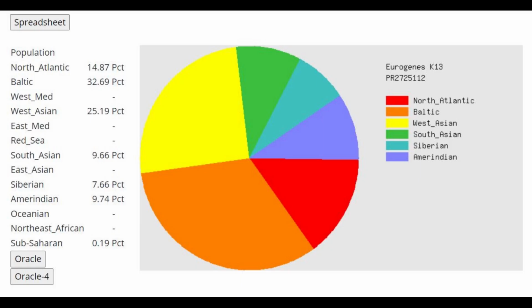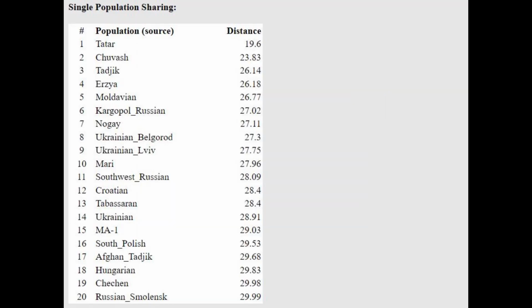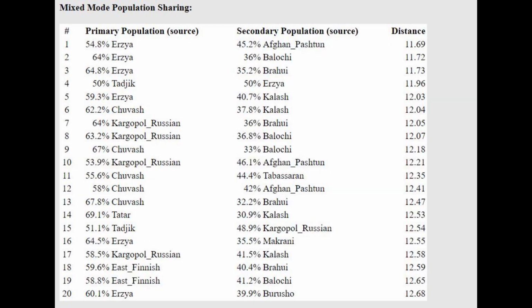So here's what he scores with Eurogenes K13, and when I saw this I was a little bit surprised because I made the phenotype prediction, basically I made the second slide, before I uploaded the sample on GEDmatch, and I was expecting him to be East Asian. I was very surprised when I saw that he only has 7% Siberian and only 9% Amerindian admixture. In the oracle for this calculator, he's closest to Tatars, Chuvash, and even Tajiks, and he can be modeled as a mixture of Erzya and some Pakistan and Afghanistan groups, but the distance is pretty high.